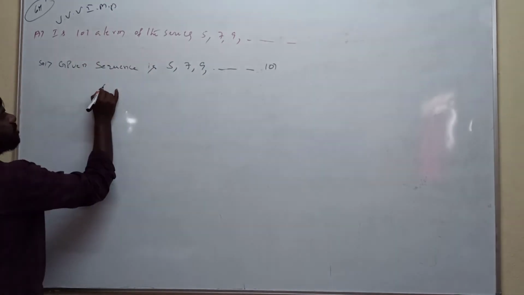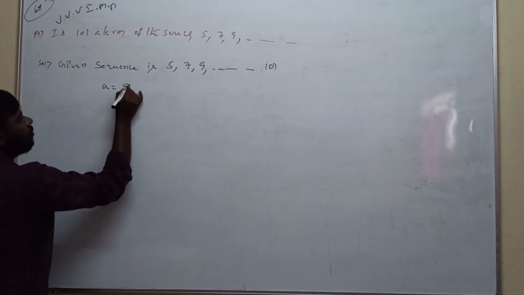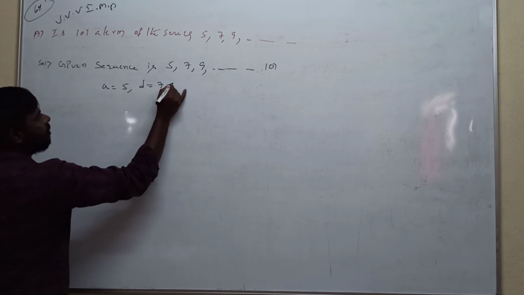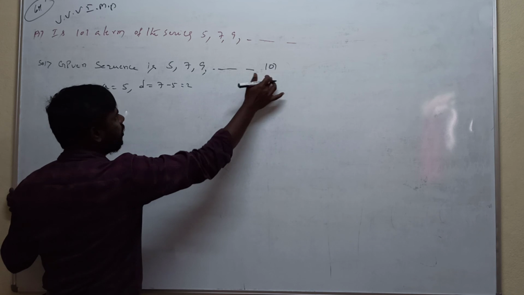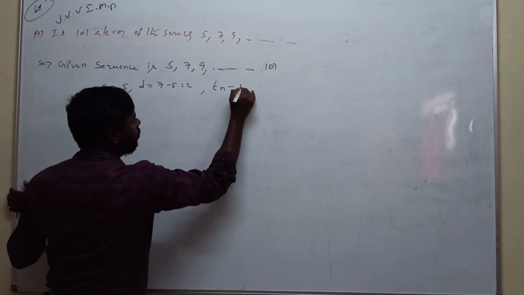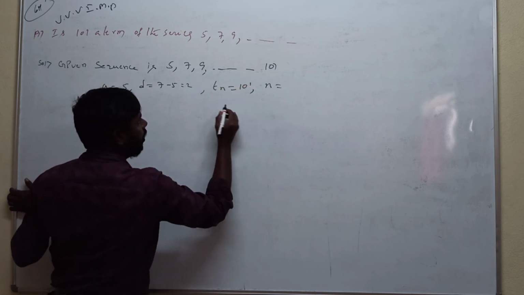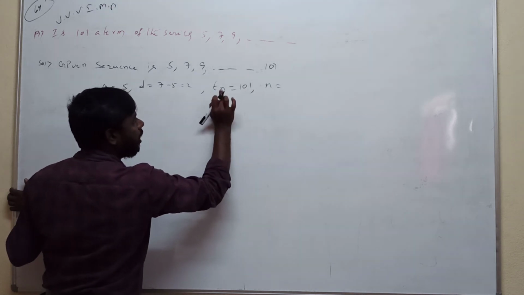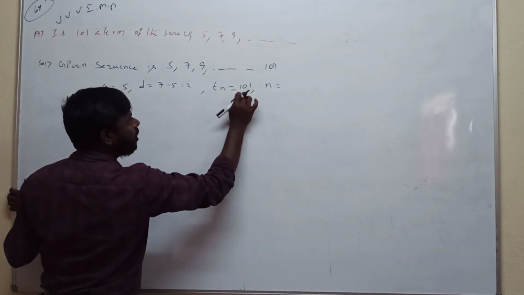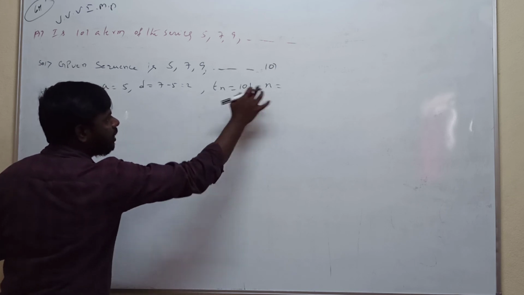So a is called the first term, the value they gave. d is equal to 2, since 7 minus 5 is equal to 2. First term, second term, third term, and so on, nth term. So the nth term t is equal to 101. You have to find the n value, which term has the value 101. That means you have to calculate the n value.